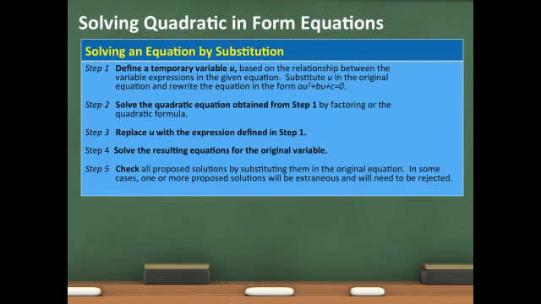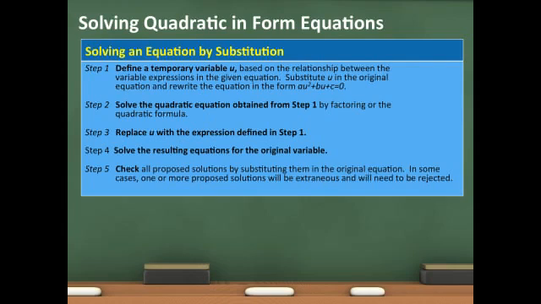We can also use the substitution method to solve equations that can be written in quadratic form. This method involves 5 steps. Step 1 is to define a temporary variable u based on the relationship between the variable expressions in the given equation. Substitute u in the original equation and rewrite the equation in the form au squared plus bu plus c equals 0. Step 2 is to solve the quadratic equation obtained from step 1 by factoring or the quadratic formula.